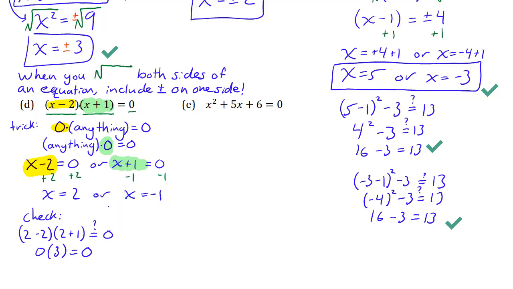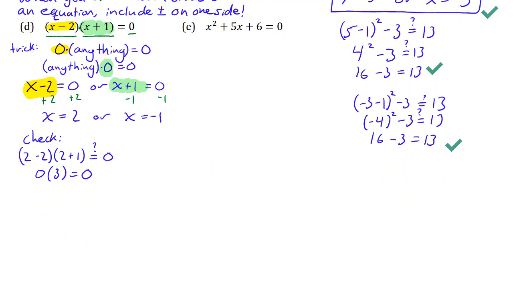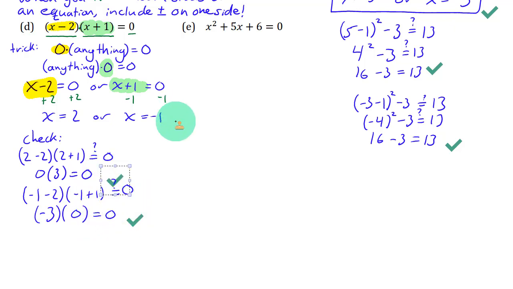With the other one, let's plug in x equals negative 1. That's going to look like negative 1 minus 2 times negative 1 plus 1. Is that equal to 0? Let's see. You'll get negative 3 times negative 1 plus 1 is 0. Negative 3 times 0 is 0. So that works. Those are your two solutions.